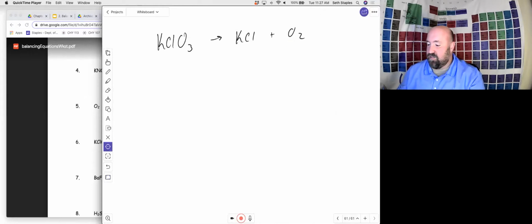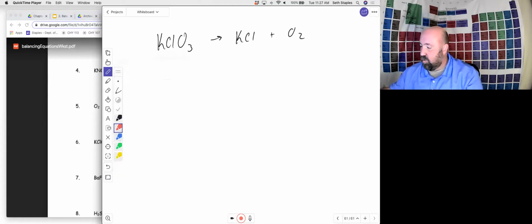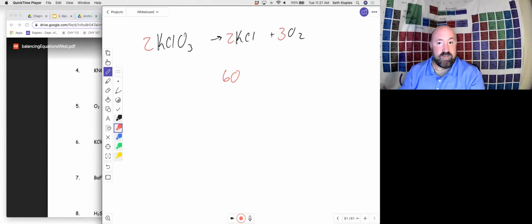So we can see that there's no real easy way to necessarily fix this, but what I can do is if I have 3 O2s and 2 of these, that now gives me 6 oxygens on both sides. So there we go, my oxygen's taken care of, but that messed up my potassium and my chlorine. So what I can do though is put a 2 right here, and that takes care of it. That's now a balanced equation.